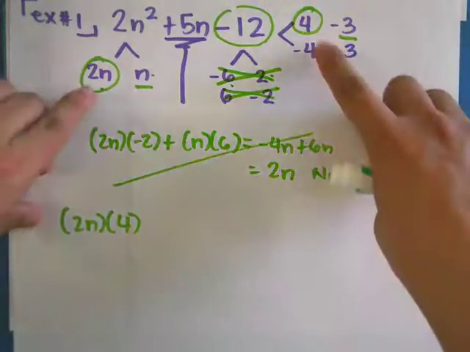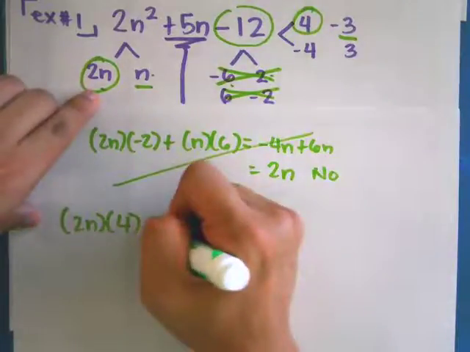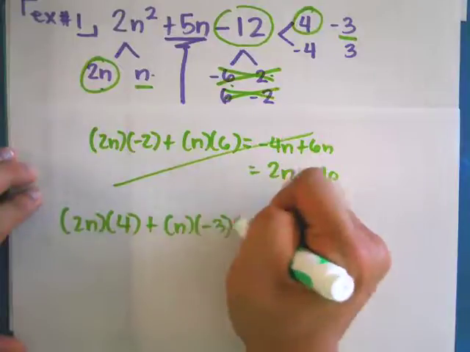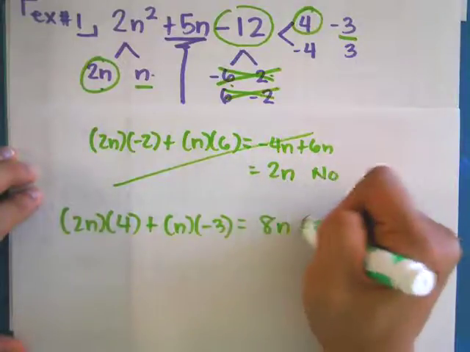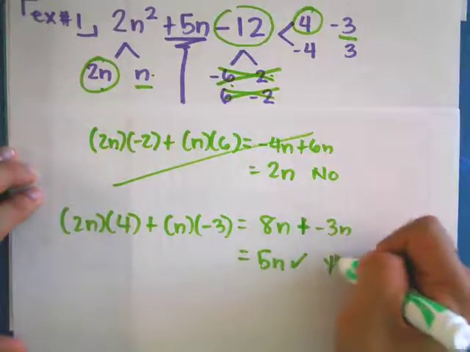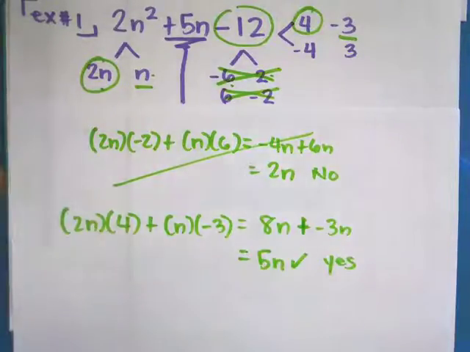Let's just check to make sure that those pairings do work. 2n times 4 plus n times -3. 8n plus -3n, and that's going to give us the 5n that we want. So this is a yes. This is what we want.